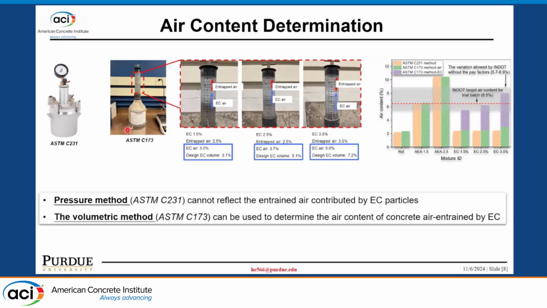Then we realized that for this ASTM C233 method, maybe the pressure is not high enough to compress the expansive particles to reach the air content, right? And you can see here, for the Indiana pavement concrete, the target air content is 6.5%, and it allows a range from 5.7 to 8.9. So we can see that all three dosages of the expansive agent, by mass weight of the cement, are accepted by the Indiana specification.